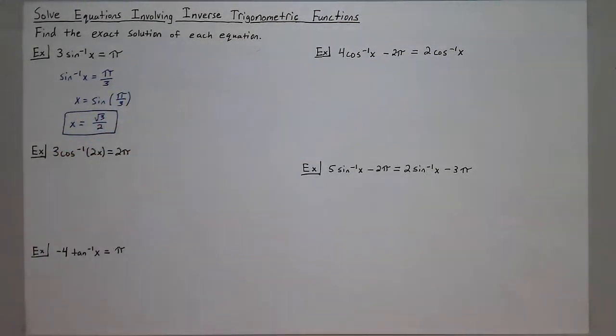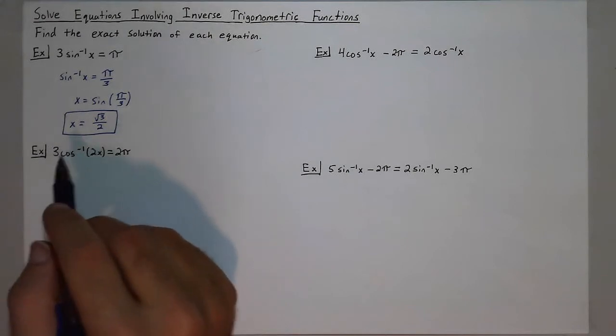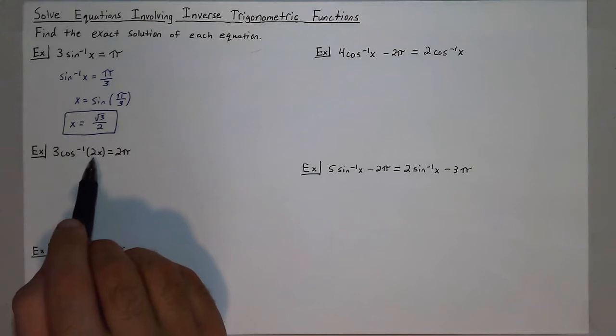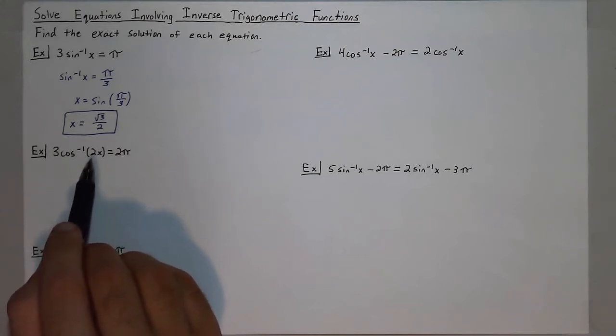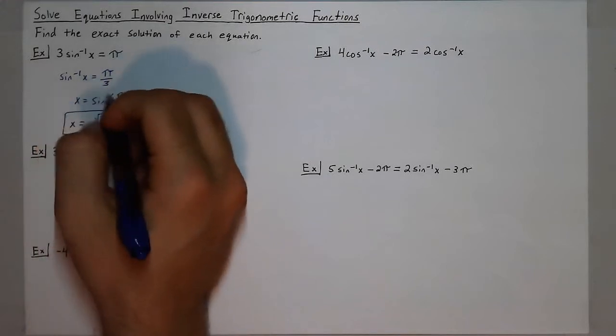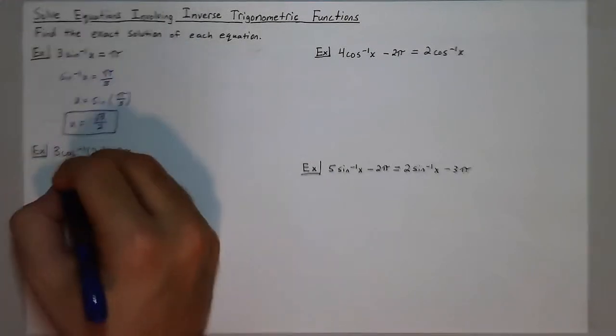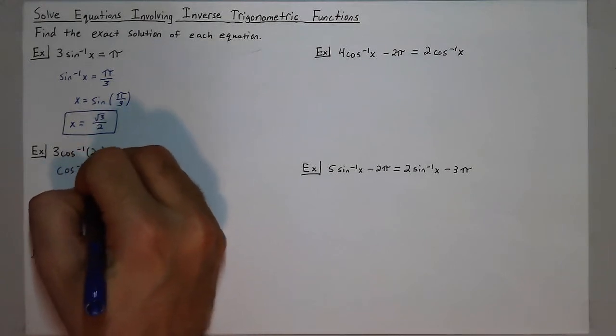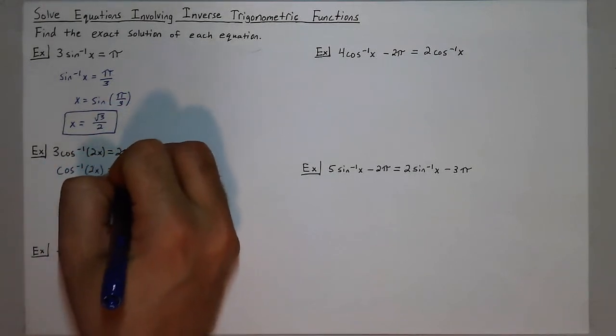Let's definitely try another example. Now let's look at what we need to do if we have a coefficient inside the inverse function. So now I'm going to start by, again, dividing each side by 3 to get the inverse function by itself. So I'll have cosine inverse of 2x is equal to 2 pi over 3.